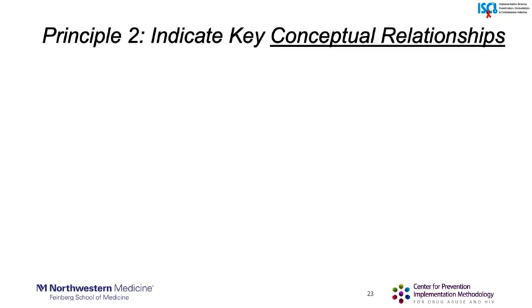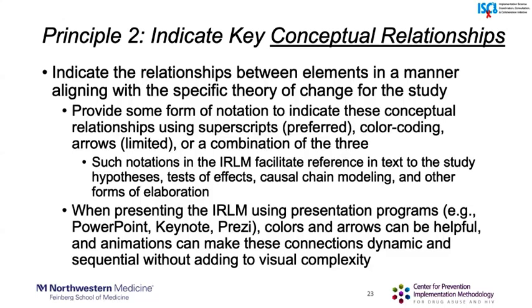Principle number 2 is to indicate the key conceptual relationships. So you want to indicate the relationship between the elements in a manner aligning with a specific theory of change for your study. There are lots of different theories of change, many of which depend upon the implementation strategy itself, or the target of the strategy, whether or not it's directly on physician behavior, in which case you might want to use a behavior change theory, or whether it's at the organizational level, where an organizational theory of change would be more appropriate. You want to provide some form of notation to indicate these conceptual relationships using things like superscripts.